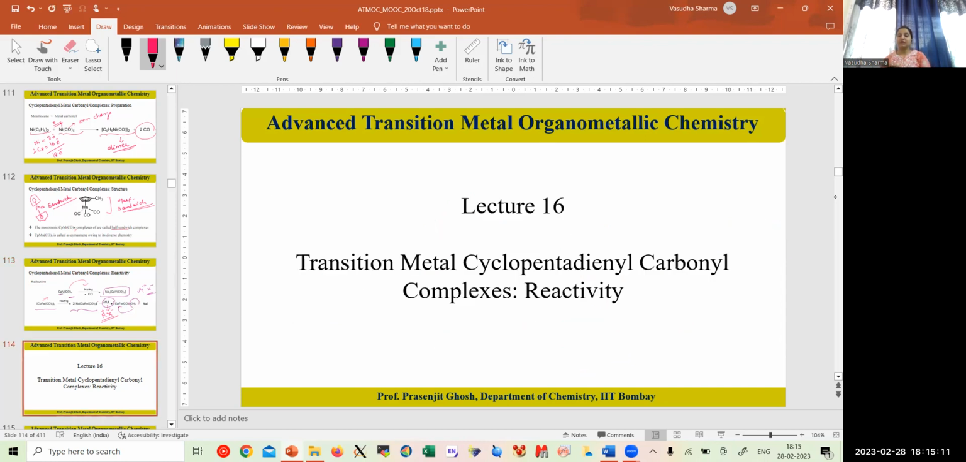Now we are continuing with the cyclopentadienyl carbonyl complexes and their reactivity in lecture 16, which is also a part of week 4. Looking at the basics of it, we will be able to solve the assignment questions very easily. So it is continuing with the cyclopentadienyl carbonyl complexes reactivity.